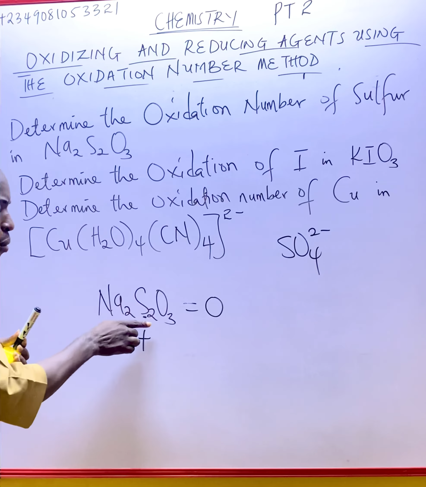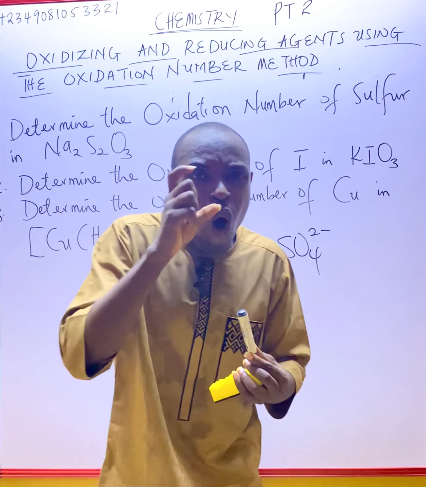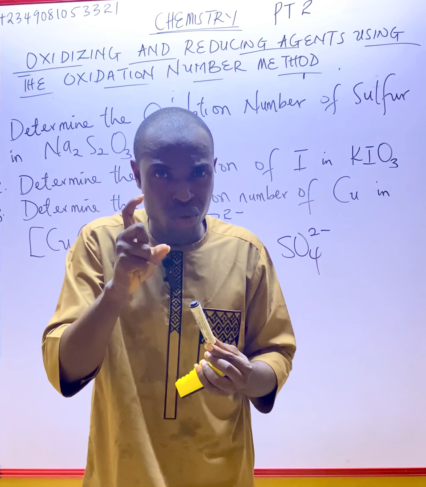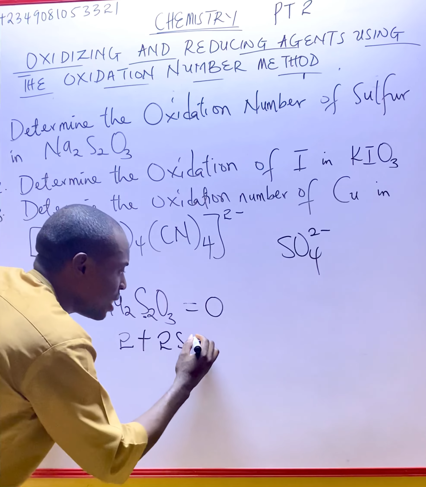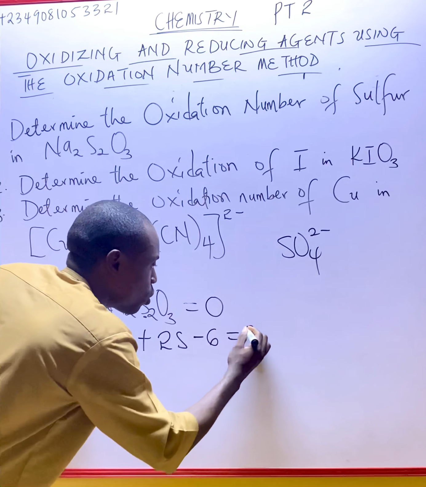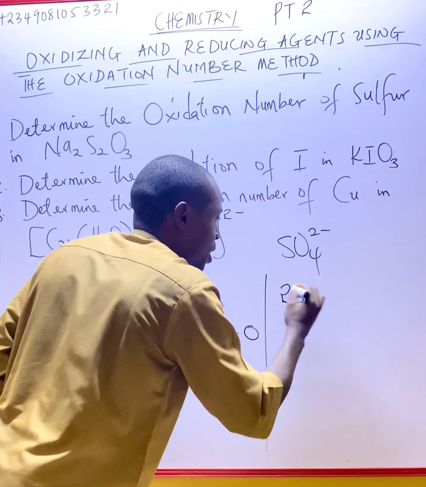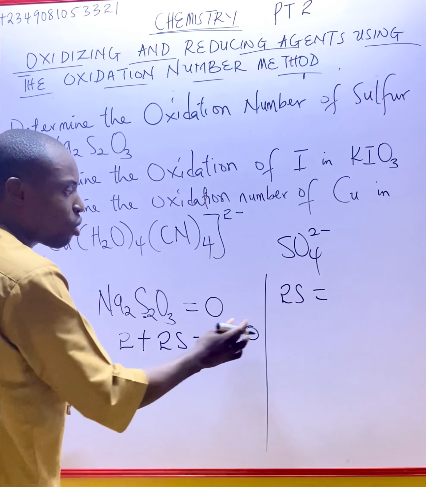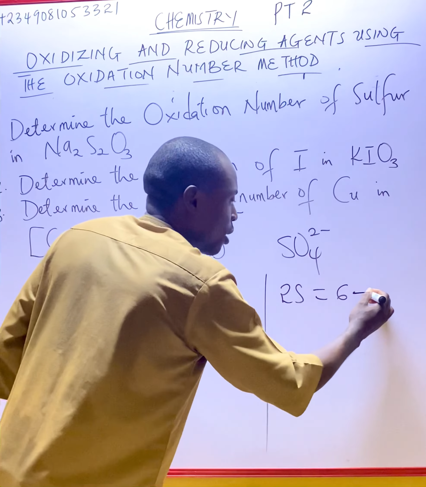I am looking for sulfur here, and you have 2 atoms of sulfur. That becomes 2x. Now take note, I've told you before that oxygen in a compound always has an oxidation number of -2, right? So -2 times 3 here is -6, equal to 0. Now, the mathematics here becomes 2x is equal to, I'll move these to the other side. So -6 will cross and return to 6, and +2 here will cross and return to -2.